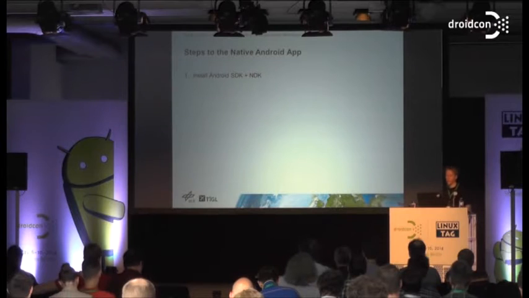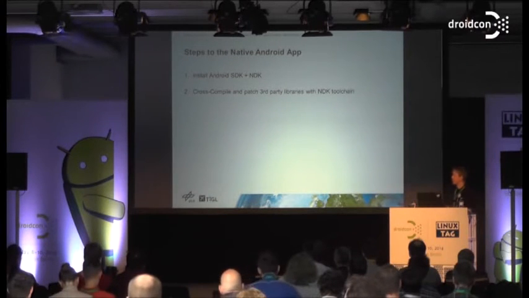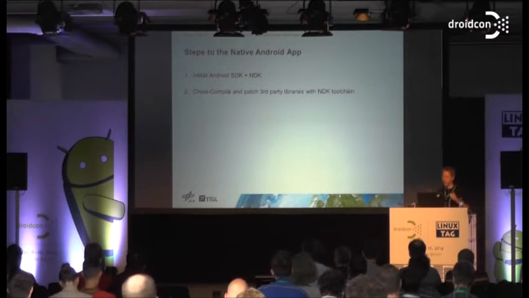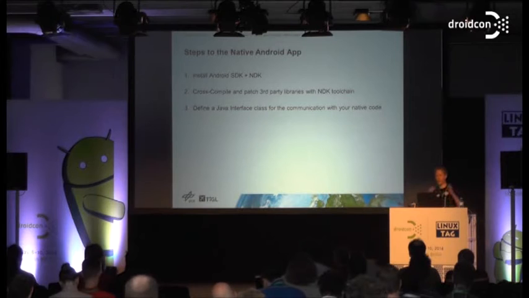So now I'm going to talk about the steps you're going through when porting your code. So first install the SDK and NDK, that's obvious. And then, this is quite a hard part actually, you have to cross-compile all these libraries and your code you need. And if you're not lucky, then you also have to patch those things. Then if you have that, you have to define a Java interface class to talk from Java with the native code, the C++ code.